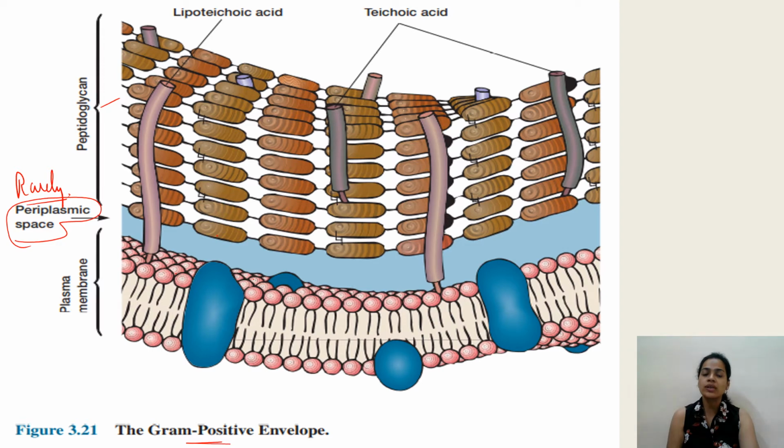Also, you can see in the peptidoglycan there are some acidic components, that is the teichoic acid. These teichoic acids can directly join to the peptidoglycan, or they can join to the plasma membrane's lipid, and at that time they are known as lipoteichoic acid. Okay, this is the cell wall of the gram-positive bacteria.